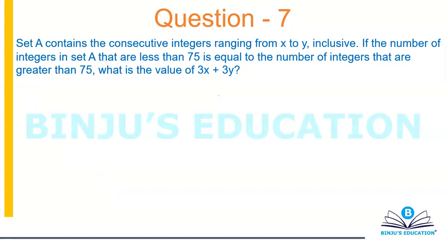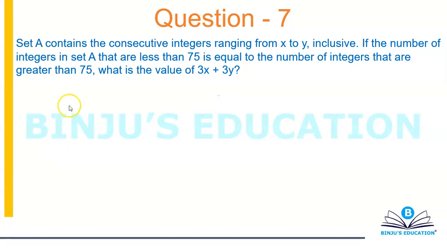All right, let's try this one. Set A contains the consecutive integers ranging from x to y. The number of integers in set A that are less than 75 is equal to the number of integers that are greater than 75. What is the value of 3x plus 3y?